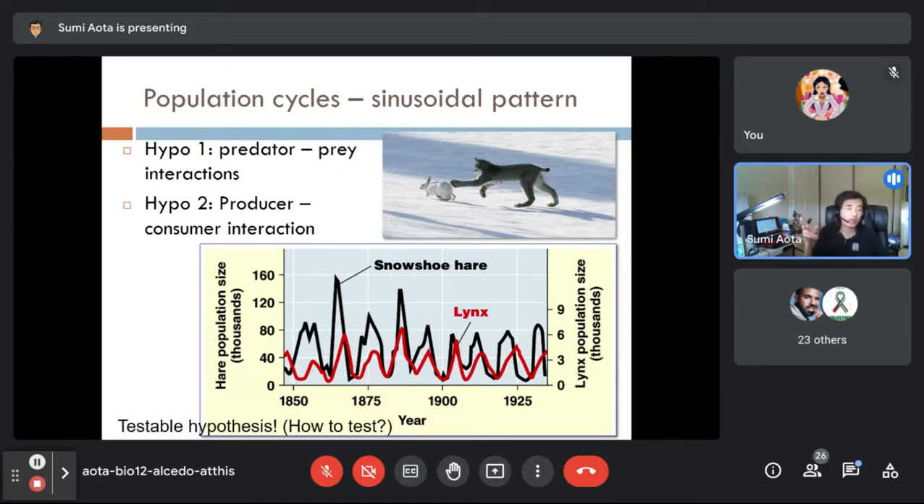Well, you have to do one of two things in order to test this. You have to vary the amount of predators, or you have to vary the amount of food. Well, how would you do that? How could you vary the number of predators or the amount of food in an ecological study site? Any ideas?